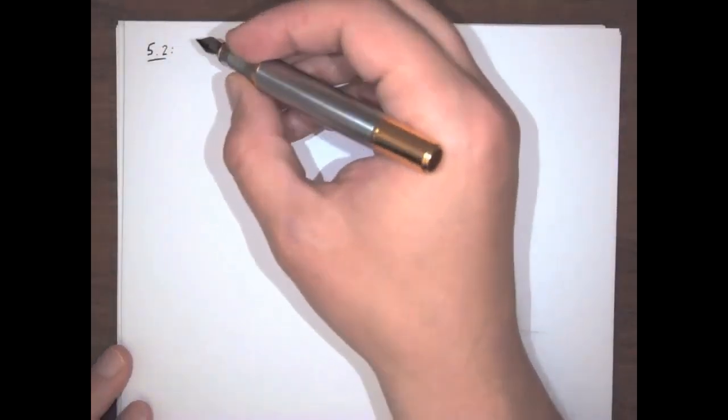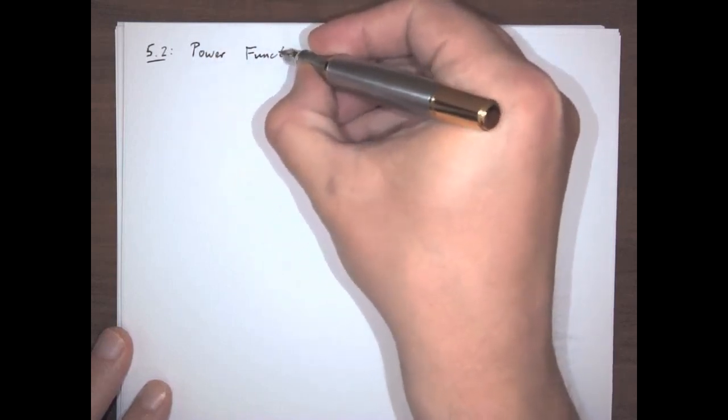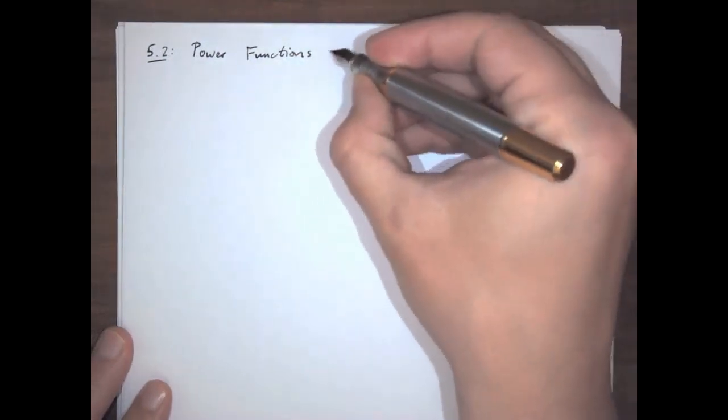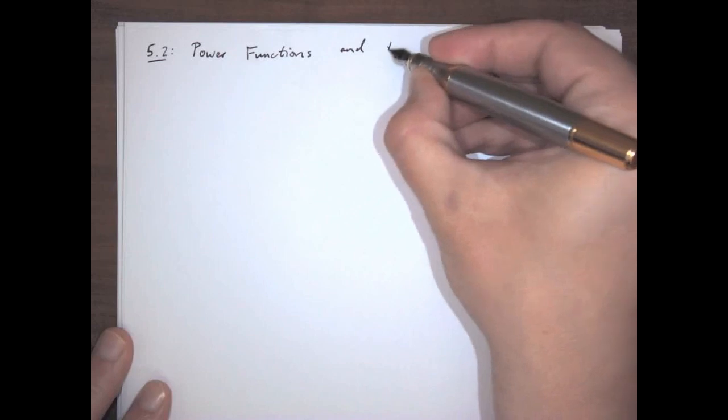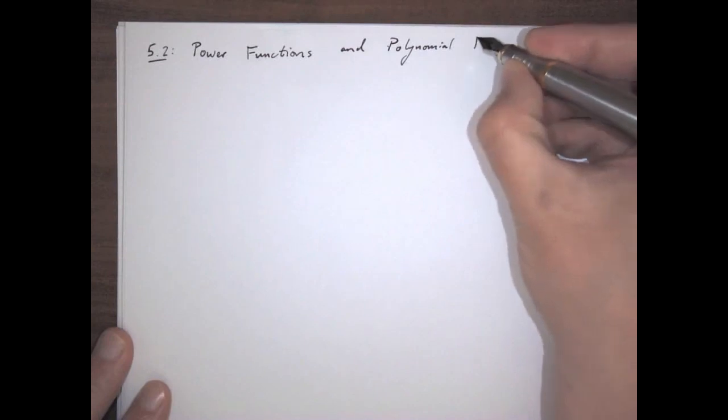Today we're going to be talking about section 5.2. So you'll notice that we are not covering section 5.1 this class. It covers quadratics, which is a subject that is actually covered in Math 95 and to some extent in Math 65 as well. What we are going to be talking about in section 5.2 are what are called power functions and polynomial functions.